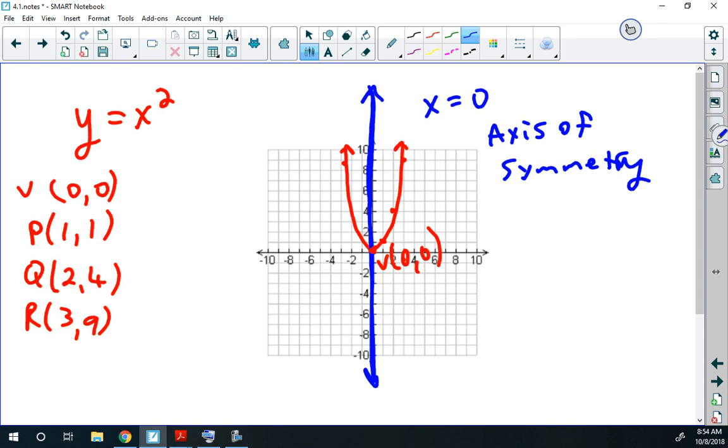When you talk about it, you have to write its equation, and its equation is x equals 0. To be as clear as mud, this 0 right here is the same as this 0 right here. The x-coordinate of the vertex is where the equation for the axis of symmetry comes from. That's always going to be the case. Question?